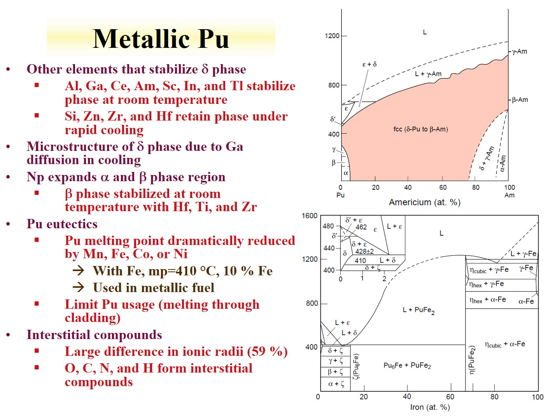Plutonium also forms alloys with a number of different metals, such as these listed here, which can stabilize the delta phase at room temperature, and these listed here, some of the tetravalents. The delta phase can be stabilized with rapid cooling. The neptunium stabilizes the alpha and beta phase region, and the beta phase can be stabilized at room temperature with hafnium, titanium, zirconium, these tetravalents. Again, with rapid cooling, you can stabilize the delta phase.